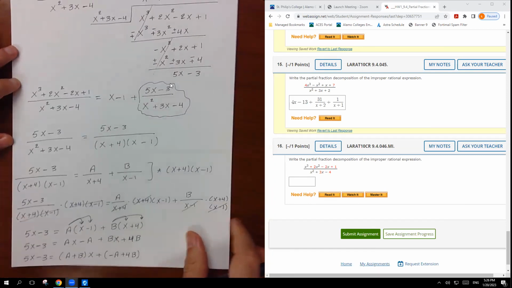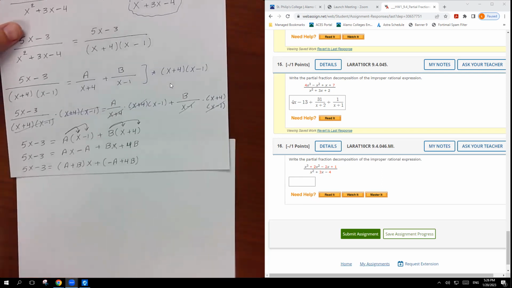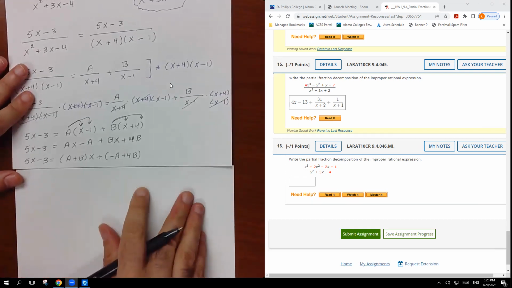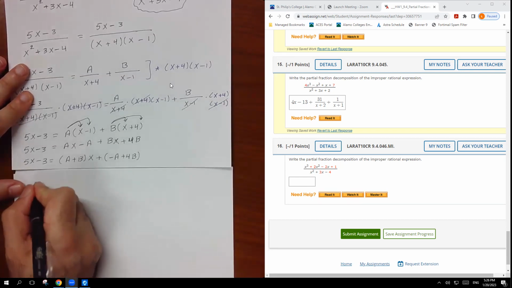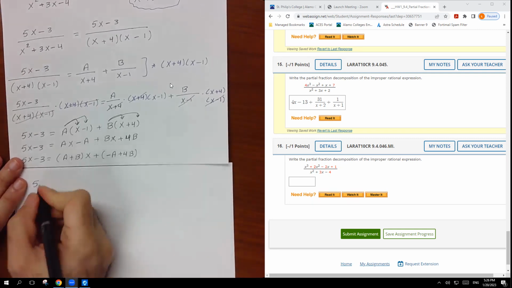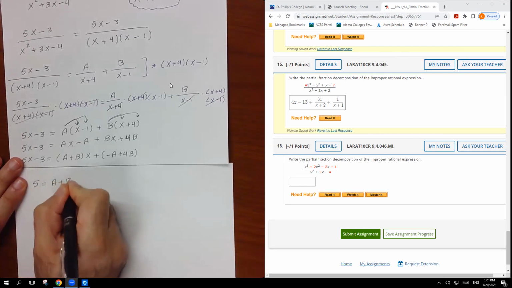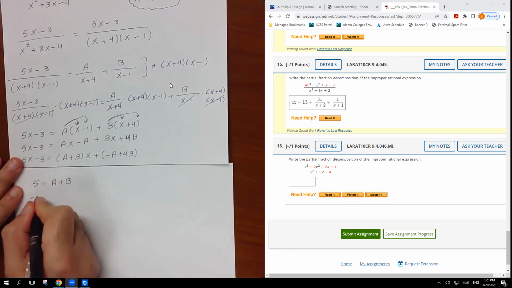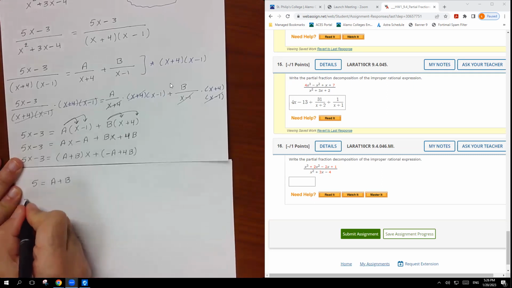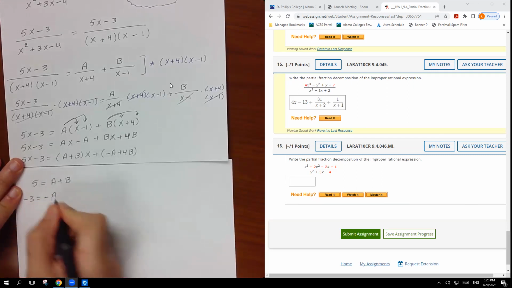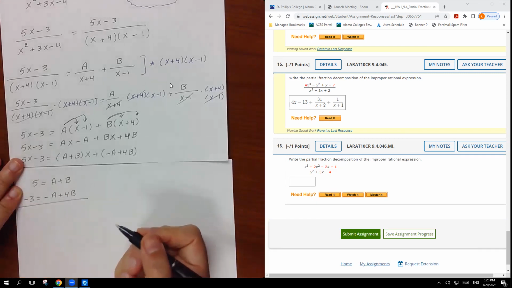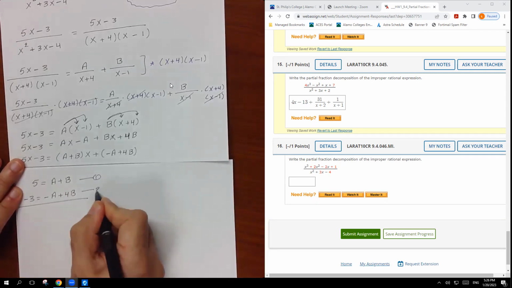Now let's keep going. So 5x is going to be equal to (a plus b) x. That means 5, we don't have to write down the x. So 5 is going to be equal to a plus b, the first one. And the second one is negative 3 equal to negative a plus 4b. Let's solve these two equations. This is the first one, and here's the second one.